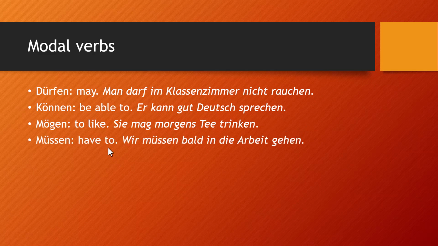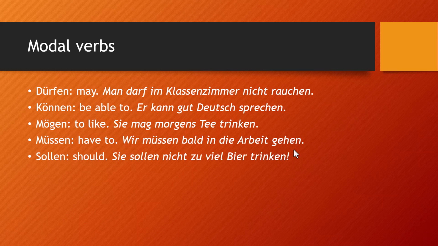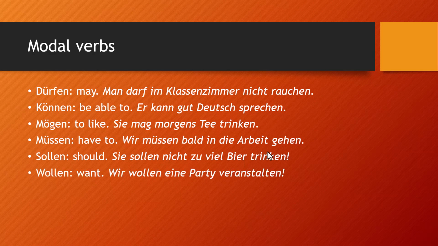Müssen, müssen, again, must or have to. It's more common for us in English to say "have to." Wir müssen bald in die Arbeit gehen means we have to go to work real soon. We must soon in the work go. Sollen is should, so typically weak obligation. Und Sie sollen nicht zu viel Bier trinken. Oh, and then wollen, which means to want. Again, in English, that's not part of the modal system, but such is life. Wir wollen eine Party veranstalten. We want to throw a party. So, we want a party to throw.